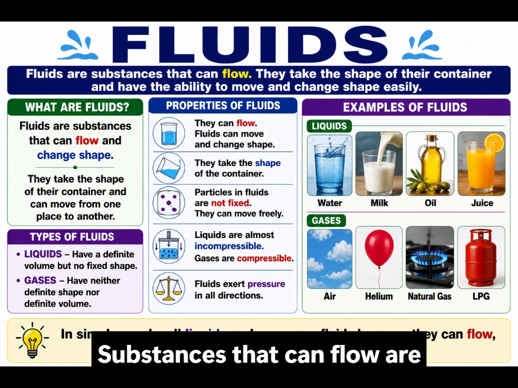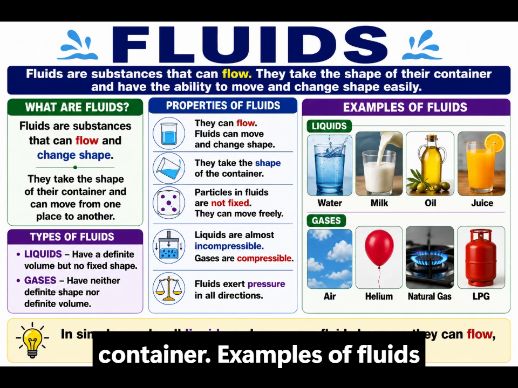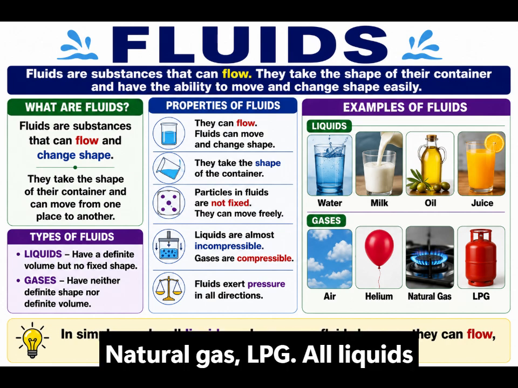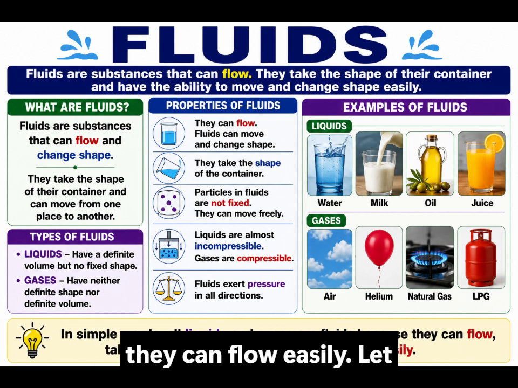Fluids. Substances that can flow are called fluids. Liquids and gases are known as fluids. They can move from one place to another and take the shape of their container. Examples of fluids are water, milk, oil, juice, air, helium, natural gas, LPG. All liquids and gases are fluids because they can flow easily.